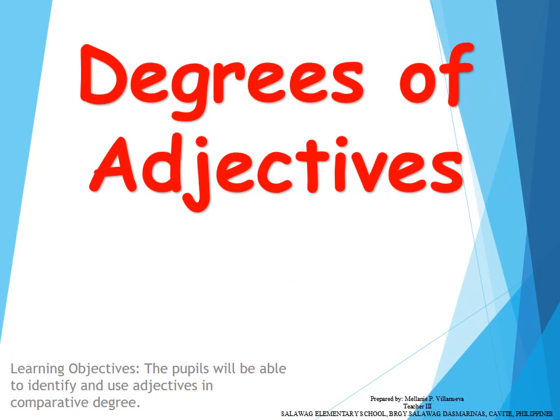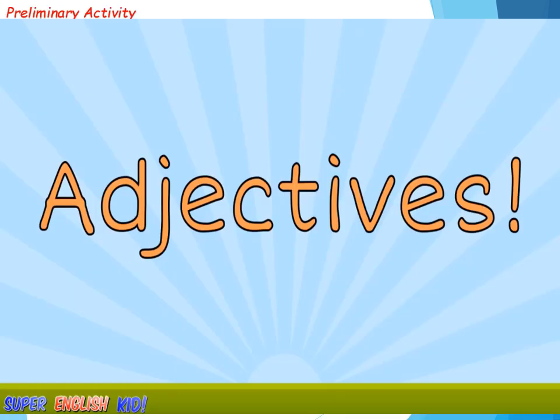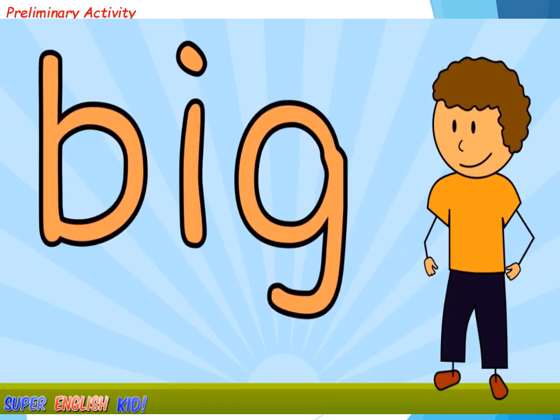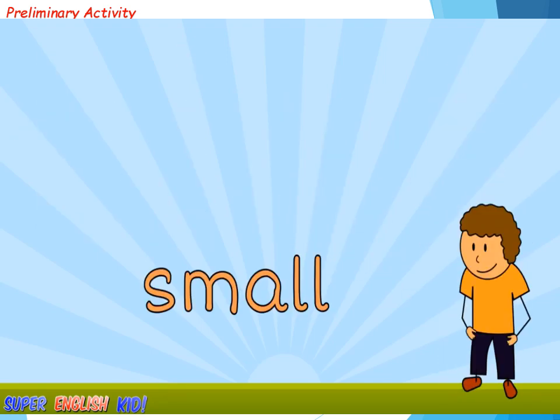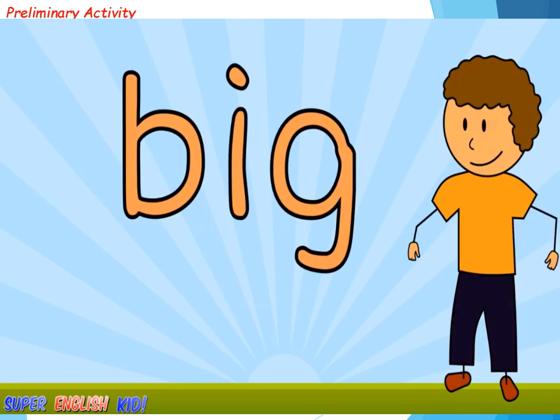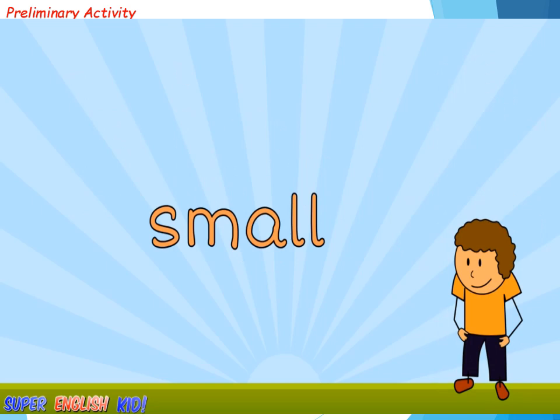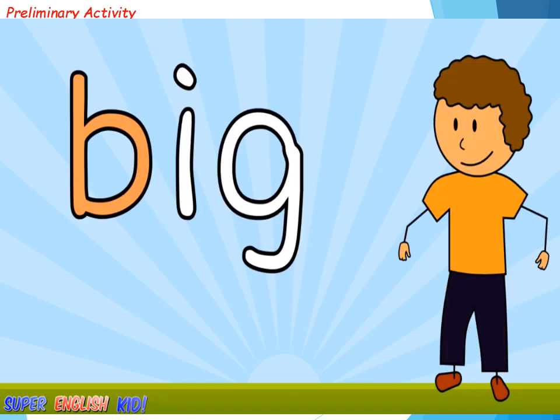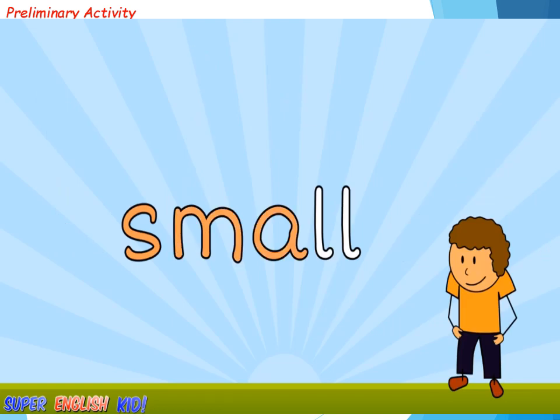Degrees of adjectives. The objective: the pupils will be able to identify and use adjectives in comparative degree. Adjectives: big and small. Big, big, big, small, big, small, small, small, big, small. B-I-G, big. S-M-A-L-L.